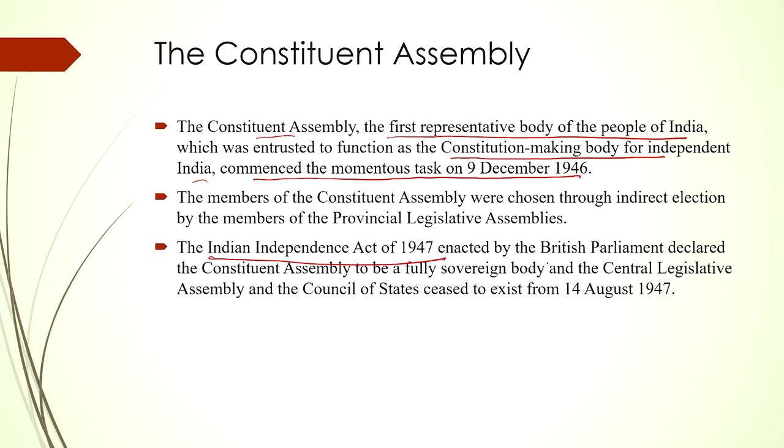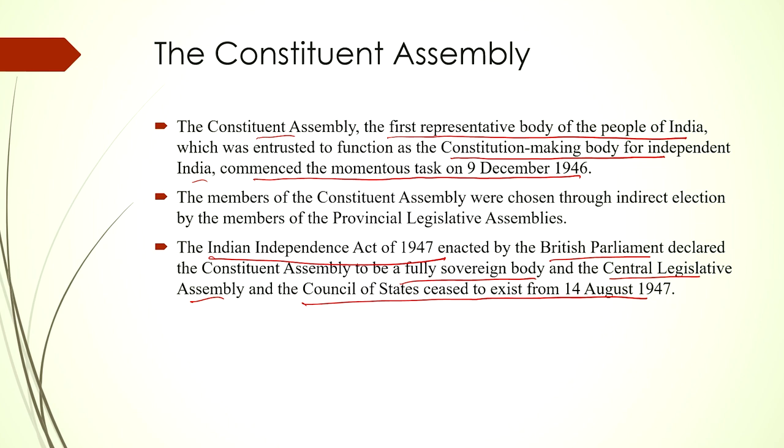The Indian Independence Act of 1947, enacted by the British Parliament, declared the Constituent Assembly to be a fully sovereign body, and the Central Legislative Assembly and the Council of States ceased to exist from 14th of August 1947. It is through the Indian Independence Act of 1947 that the British Parliament declared that the Constituent Assembly of India will be a fully sovereign body, and thus it will have the dual task of both enacting and framing the new constitution, as well as playing the role of the legislative body or the parliament.